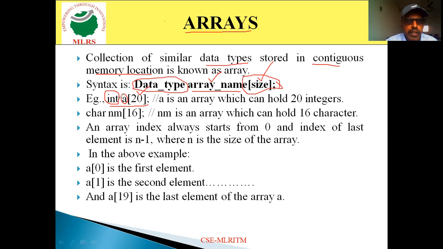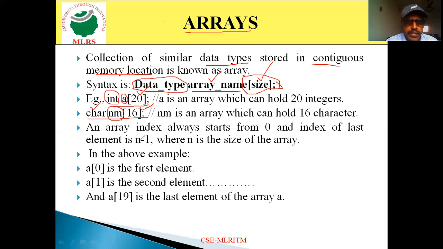If you want to store decimal values, then you have to declare the data type as float a[20]. We cannot store 2.34 in an int array a; if you try to store 2.34 in the variable a, the decimal fraction part will be omitted and only 2 will be stored. Similarly, take one more example: char nm[16]. This indicates that nm is an array which can store a maximum of 16 values, and those 16 values are of character data type.